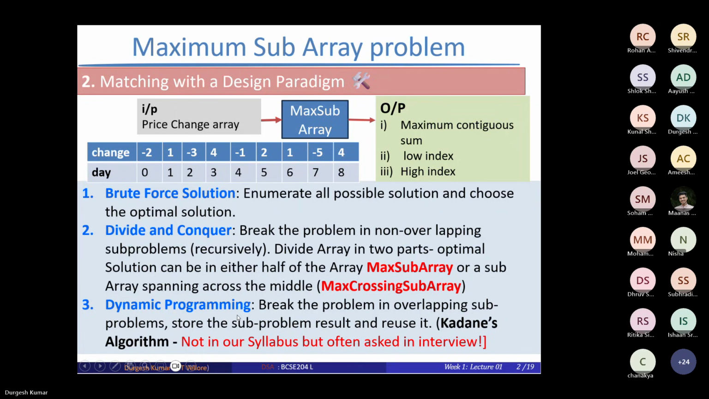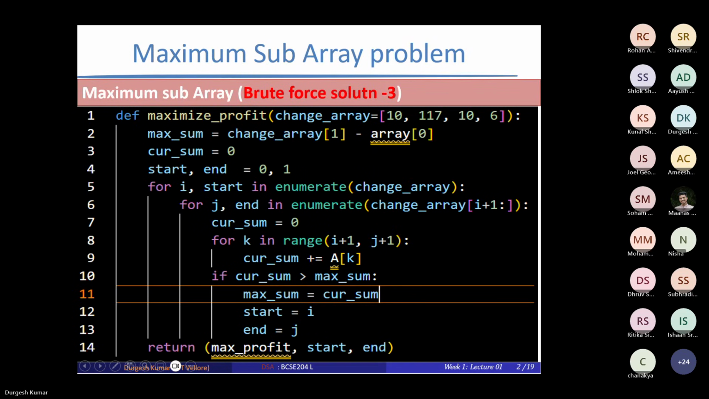The third type of algorithm design that can be applied here is dynamic programming, where we break the problem into overlapping subproblems, store the subproblem results and reuse them. This is also popularly known as Kadane's algorithm. It is not in our syllabus, but it is often asked in tech interviews. So we'll see it in the next class. The focus of this class is the divide and conquer algorithm for the maximum subarray. So let us see the brute force solution first. This is the third brute force solution.